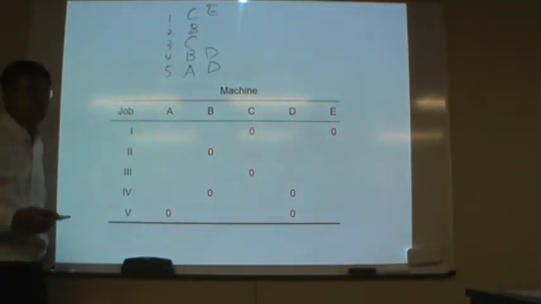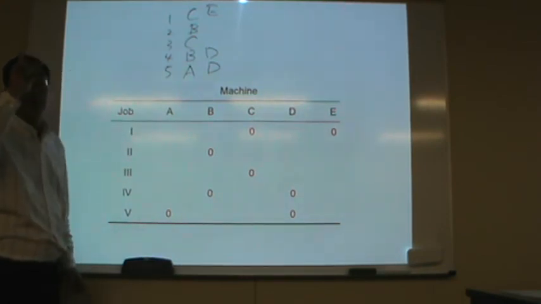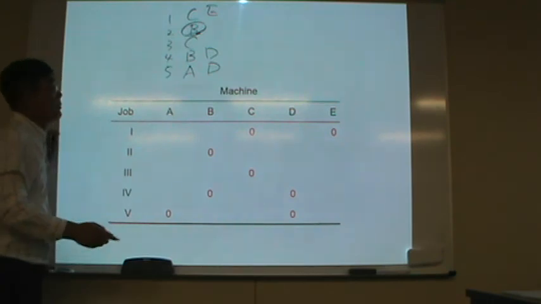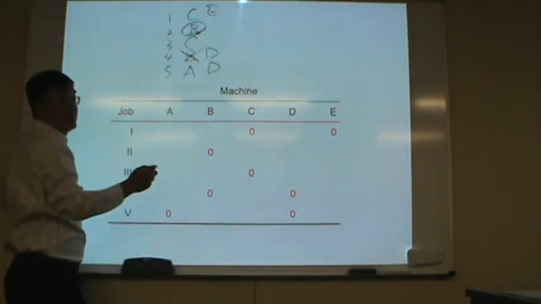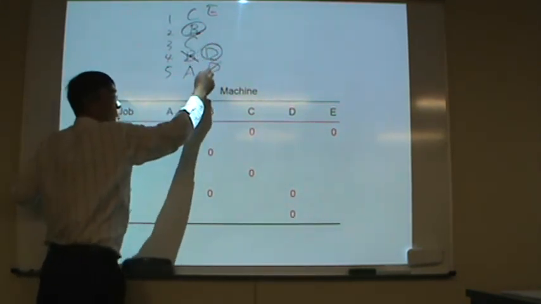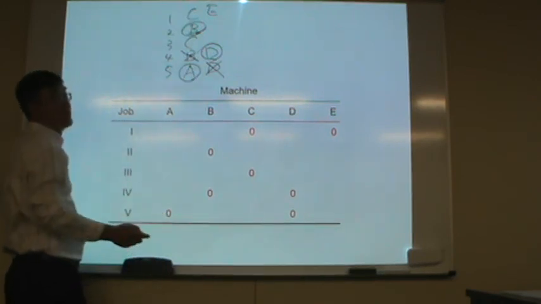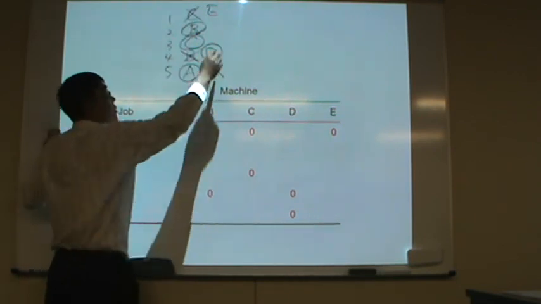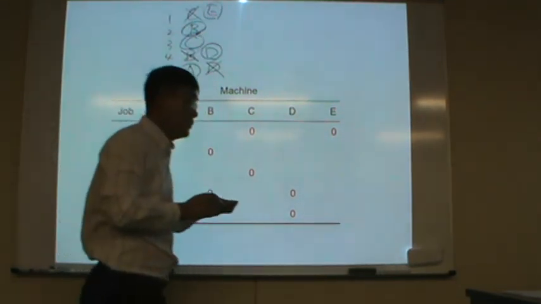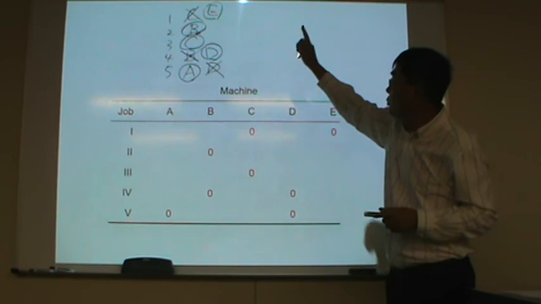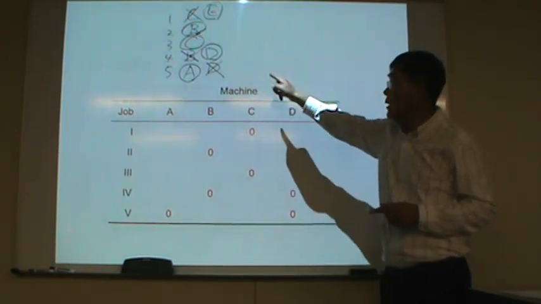My rule: when you assign, assign the single, only one available, first. If we assign this one, this is not available, now only one available, then assign. So job 1 is assigned to E, 2 to B, 3 to C, 4 to D, 5 to A.